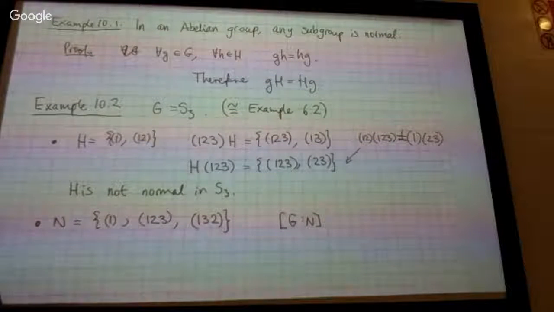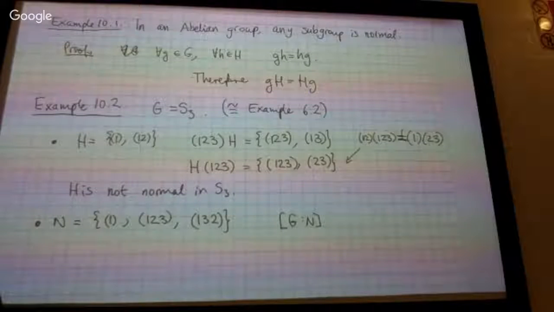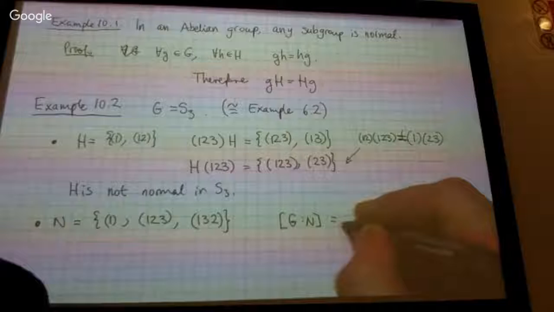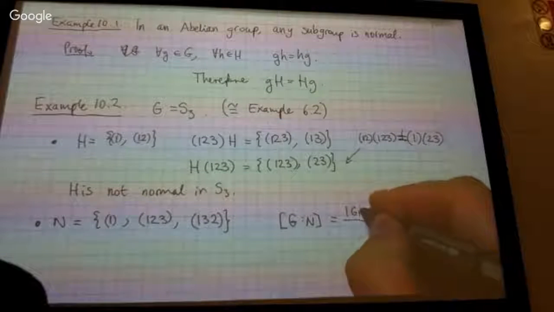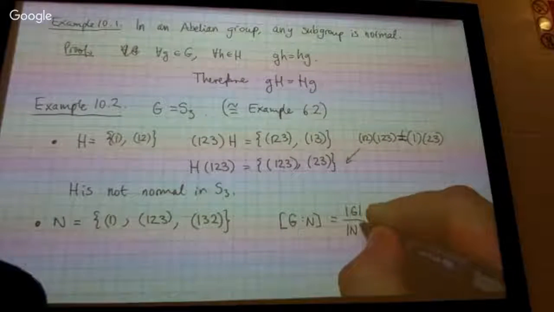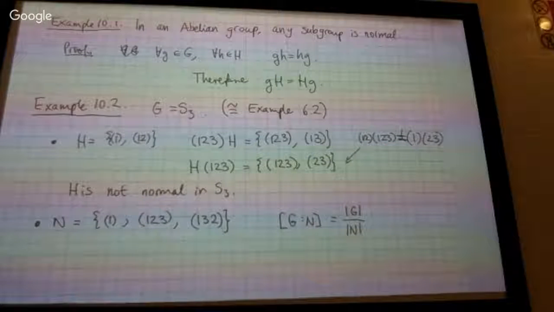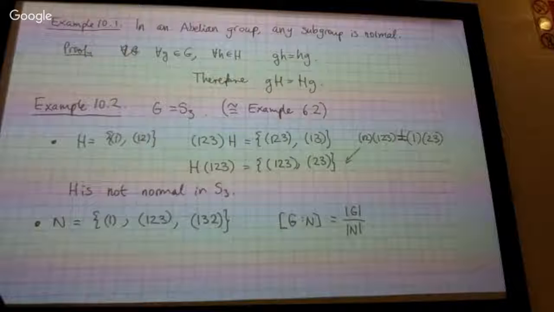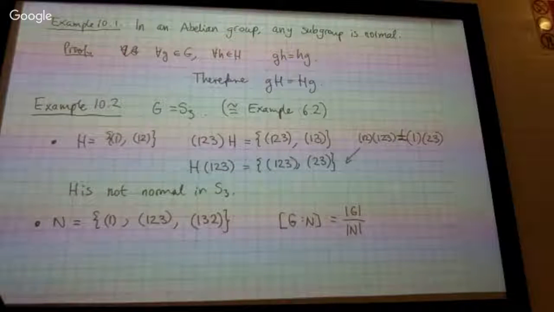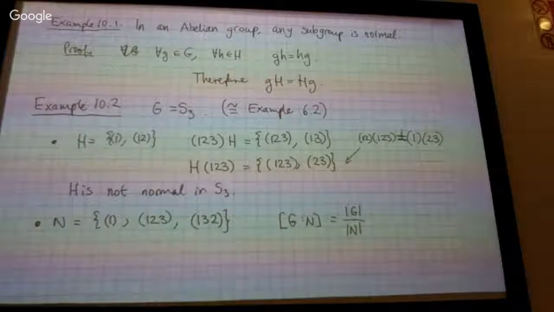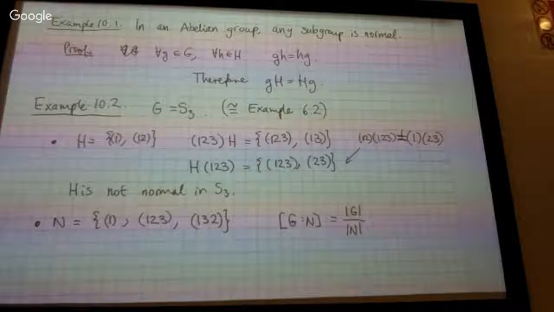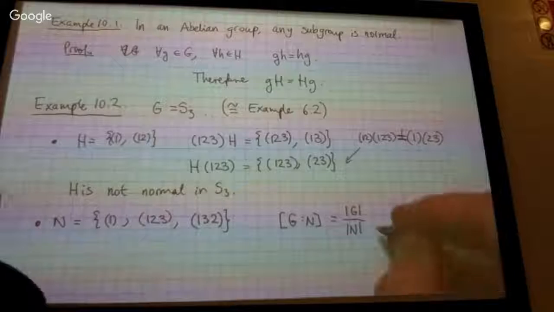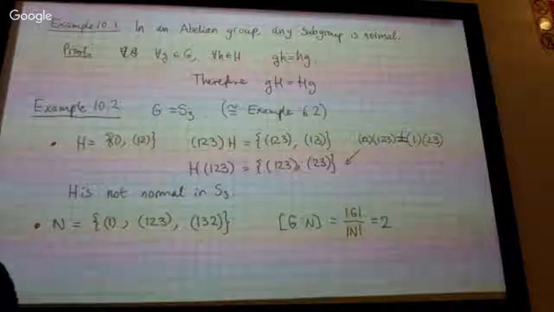So it's the number of cosets. It's the definition, and there was a theorem which said that the number of cosets is equal to the order of the group divided by the order of the subgroup. So the order of S3 is 6, 3 factorial. This subgroup has 3 elements, so necessarily there are 2 cosets.